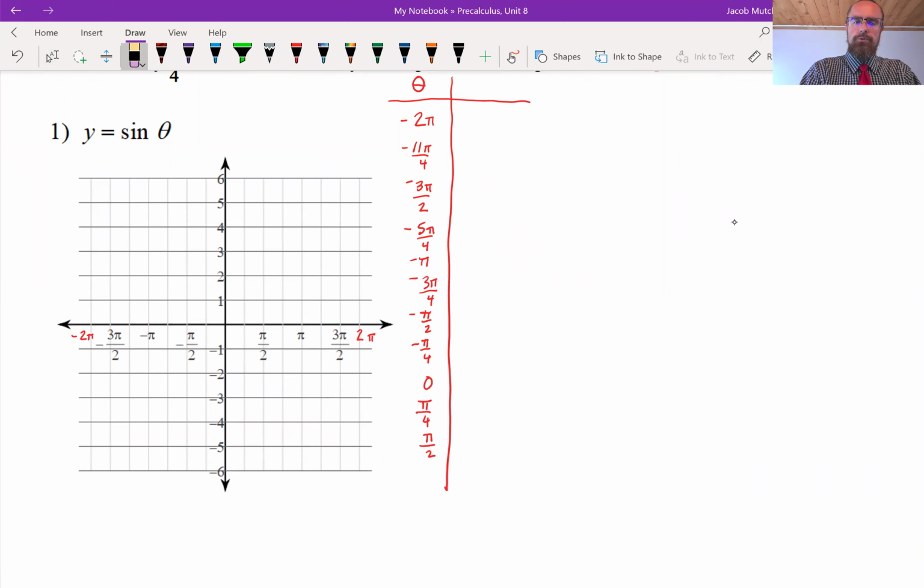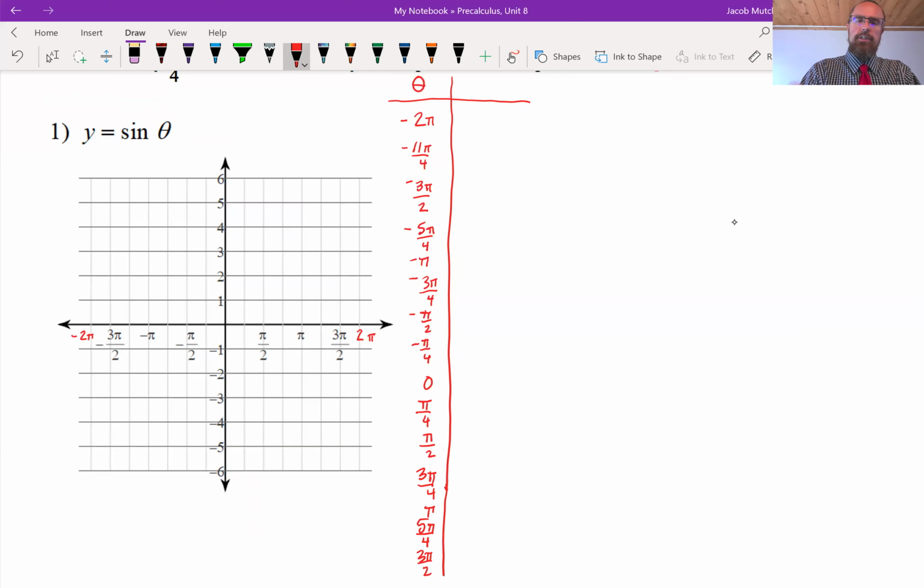So pi over 2. I'm just mirroring what I did with the negative values. 3 pi over 4. And then I've got pi. 5 pi over 4. And then I've got 3 pi over 2.